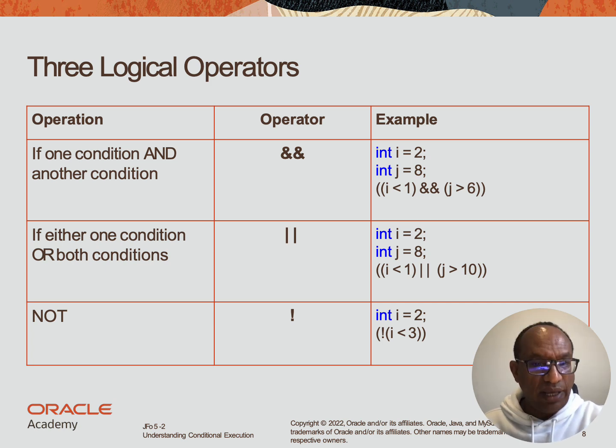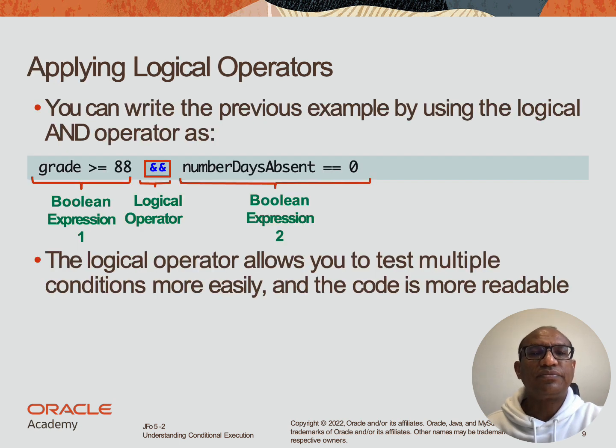Double ampersand, AND, returns true only if both sides are true. Double pipe, OR, returns true if at least one side is true. Exclamation mark, which is NOT, reverses a Boolean value. Instead of nested ifs, you can combine expressions with logical AND. This makes your code shorter and easier to read.